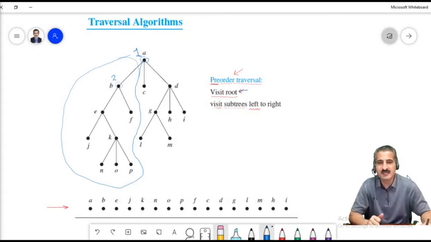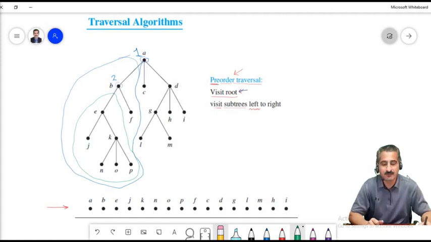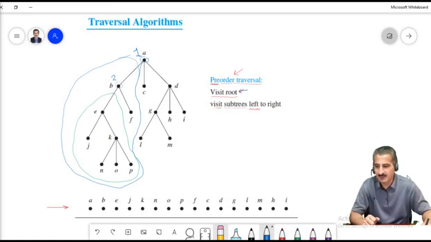Now once I take B, the root, I go to the left subtree. What is the left subtree whose root is B? It is this subtree. Okay, so I will go inside the subtree. Now it says take the root, and the root is E. So this is the number 3 vertex that I will take.